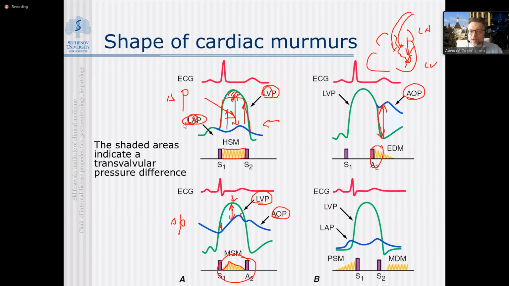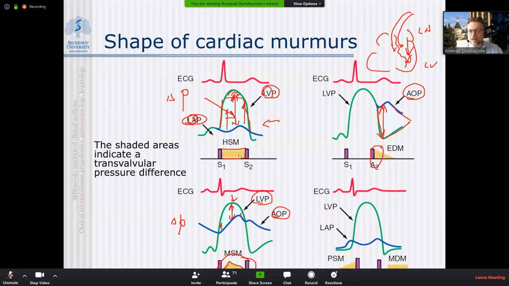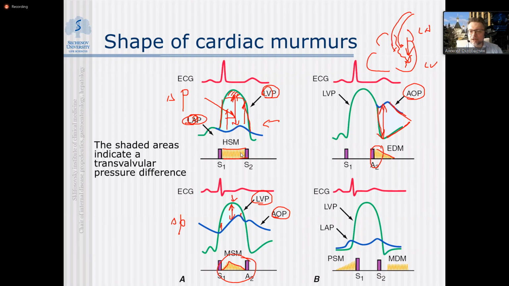And the pressure will slightly go down in aorta, and therefore, along with diastole, there will be decrease in pressure gradient. Decrease in aortic pressure, increase in ventricular pressure will give decrease in the pressure gradient, decrease in turbulent jet of blood, and decrease in the murmur. So murmur will be decrescendo, decreasing.